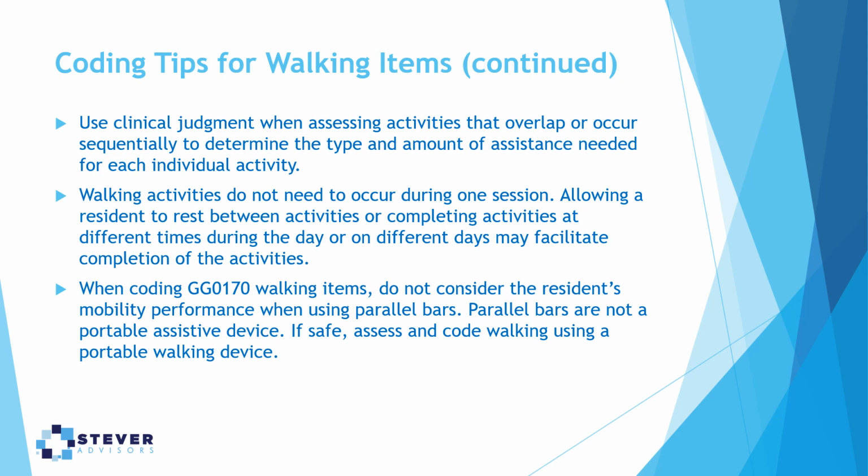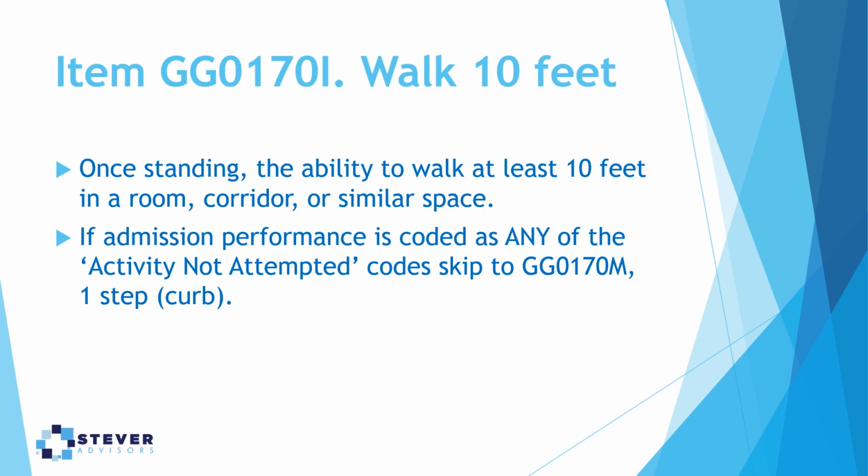When coding GG 170 walking items, do not consider the resident's mobility performance when using parallel bars. Parallel bars are not a portable assistive device. If safe, assess and code walking using a portable walking device. Walk 10 feet. If the resident does not walk, code for the appropriate activity not attempted code, and skip to the one-step curb item.